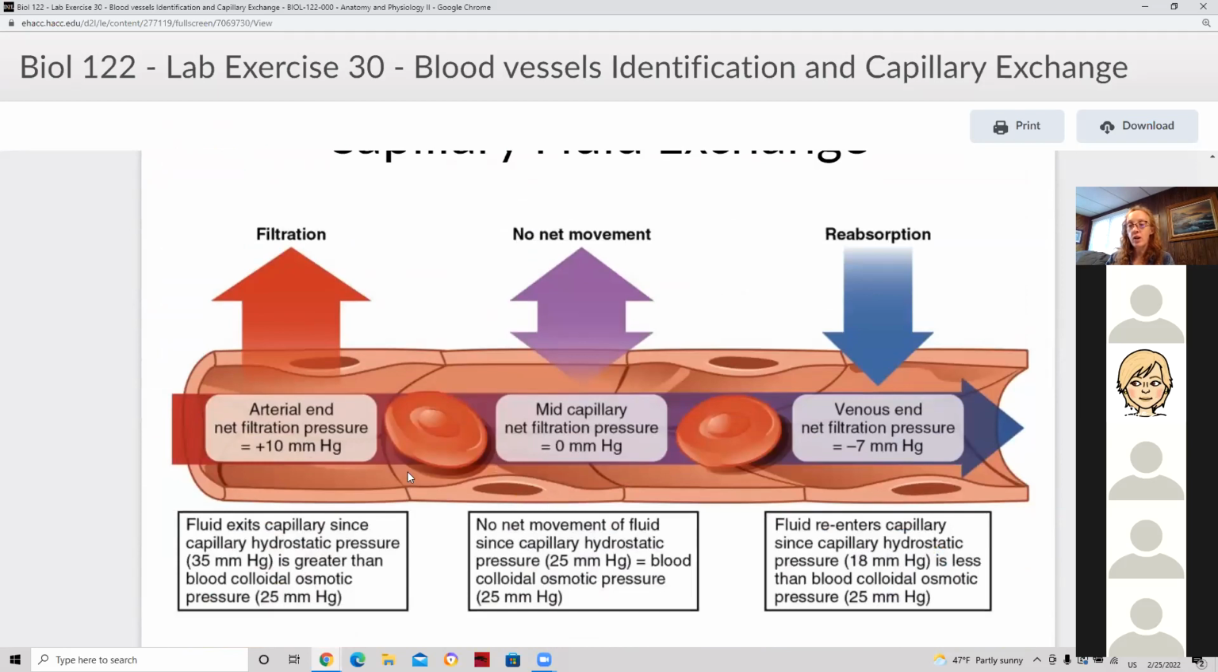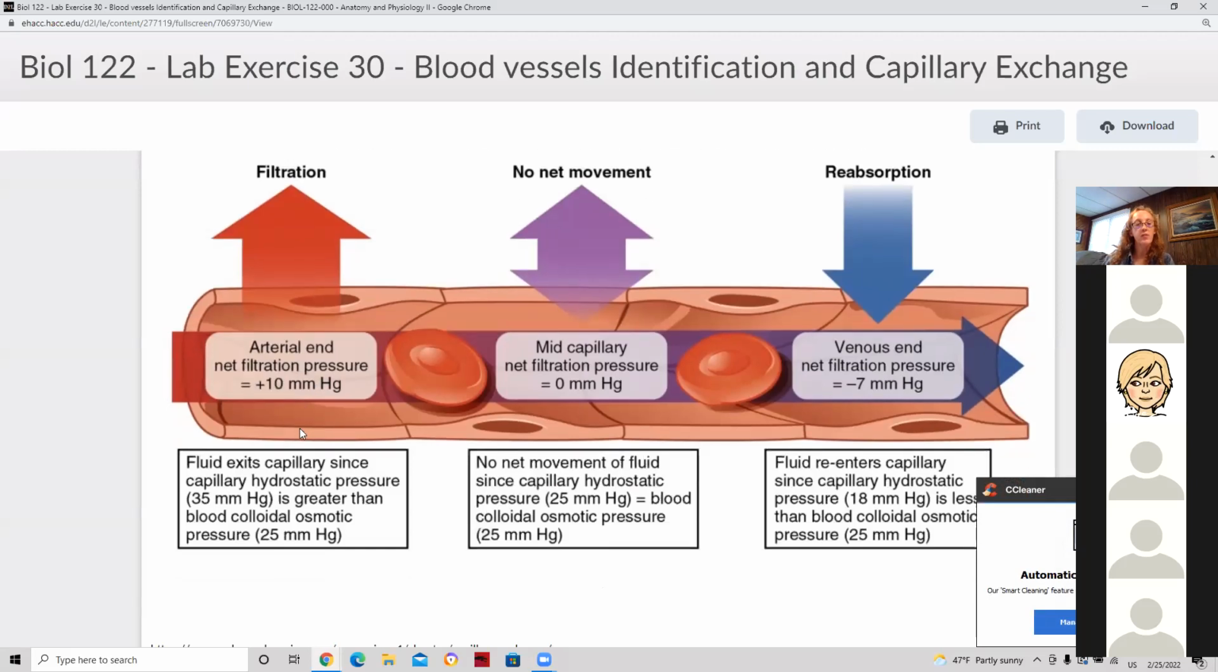At the arterial end, where the capillary hydrostatic pressure is the highest, the result is that the blood colloid osmotic pressure is lower.